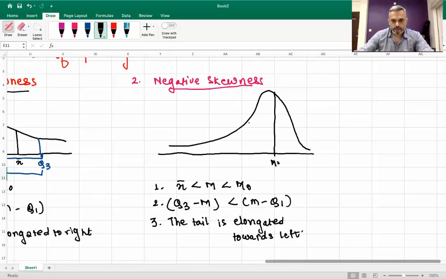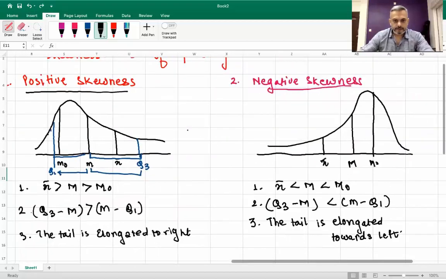This is your mode. And this is your median. And let's say this is the mean. And Q3 minus M is less than M minus Q1. So let's say this is Q1.